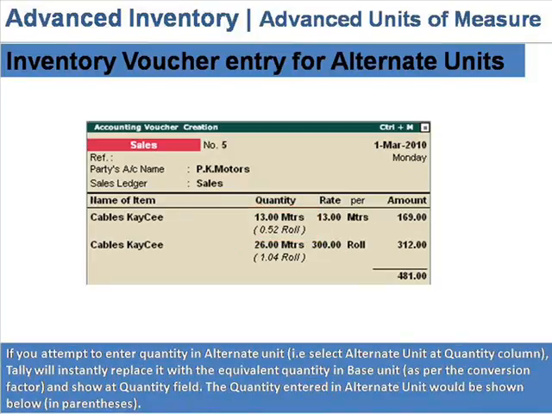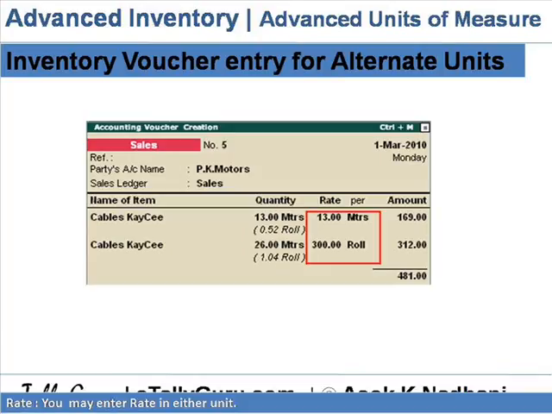If you attempt to enter quantity in alternate unit, select alternate unit at quantity column. Tally will instantly replace it with the equivalent quantity in base unit as per the conversion factor and show at quantity field. The quantity entered in alternate unit would be shown below in parentheses.